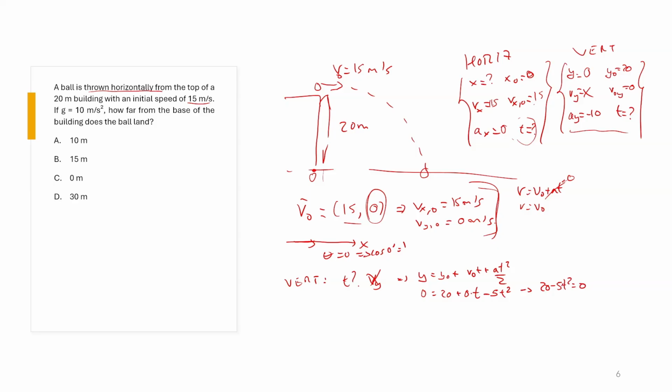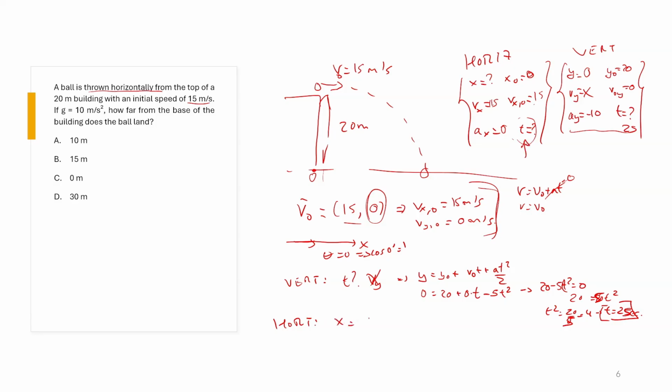Now there are many ways you can do this. You can use the quadratic formula directly, identifying a, b, and c. Or you can realize that 20 is equal to 5t squared, which means that t squared is equal to 20 divided by 5, which is 4. And of course, t is equal to 2 seconds. So it takes 2 seconds to drop.